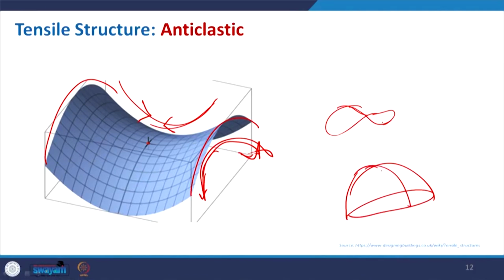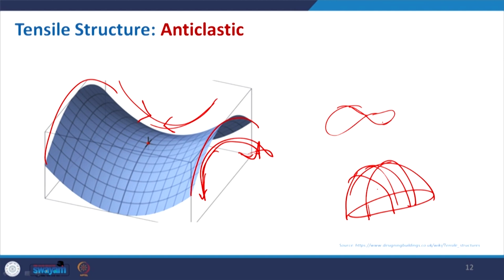The opposite to that is synclastic, where all the curvatures, say for a dome, from left or x, y, z, whatever the axis, on all sides give you a similar kind of direction. In this case it is in the opposite direction. So, it is anticlastic, and this can be achieved through different kinds of parabolic, hyperbolic or hyperbolic paraboloid form.